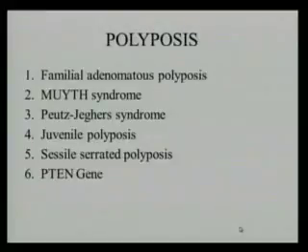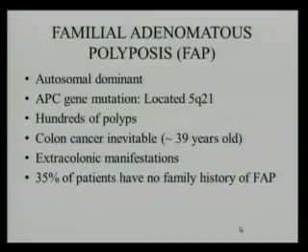Let's switch gears here to polyposis syndromes. Familial adenomatous polyposis. This is the most common. It's autosomal dominant. It has a mutation in the APC gene. It has hundreds of polyps. So if you examine the colon, you will see hundreds throughout the colon. Colon cancer is inevitable in those patients, and on average, it develops around the age of 39.